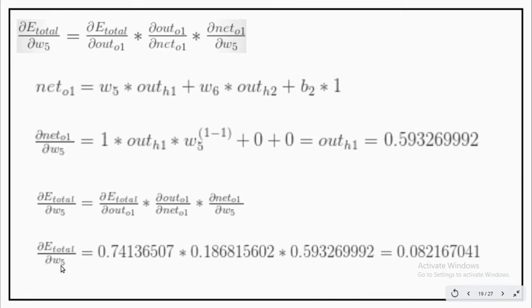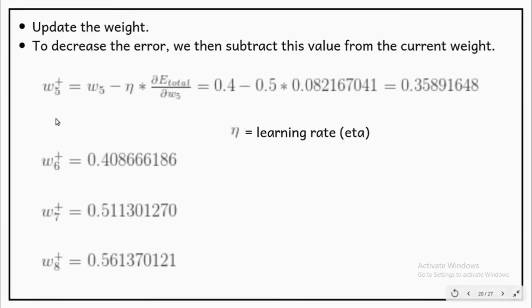So to update the weight, we have a formula: the final updated weight is equal to the initial weight minus eta times the total error with respect to W5. It is also known as the gradient of W5. So what is eta over here? Eta is defined as the learning rate, which tells how far you have to go, or the rate at which you want to increase or decrease your weight.